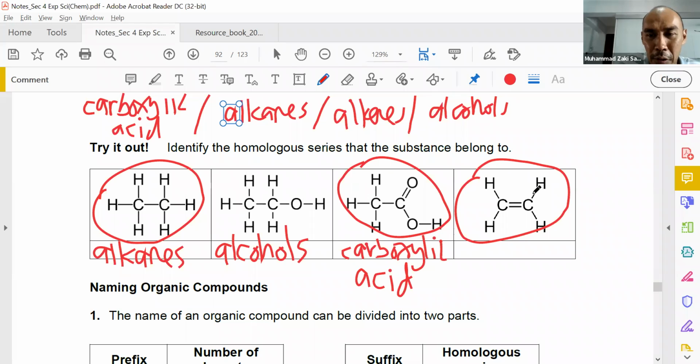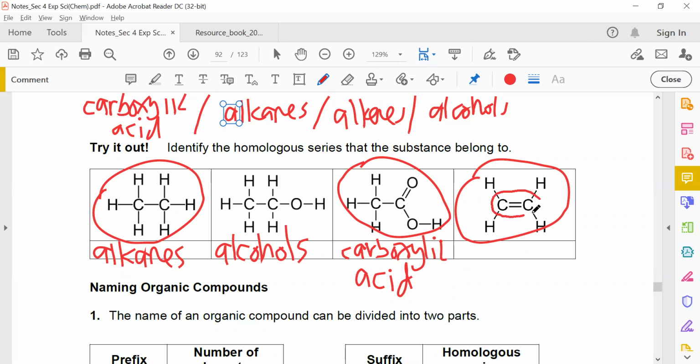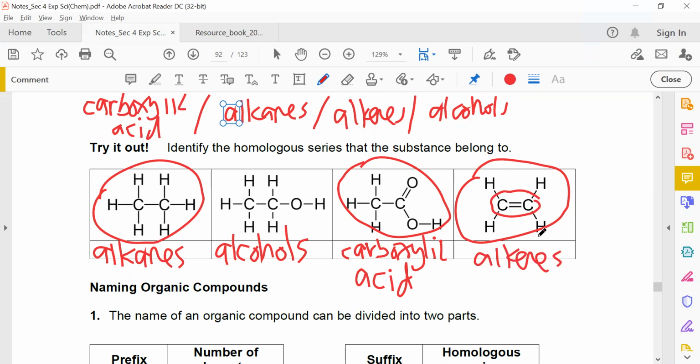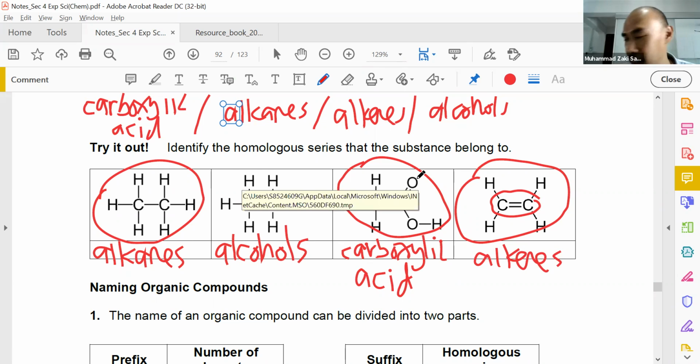It's a carbon double bond. Alkene. Okay, good. Alkene. Okay, so basically most of you know where to find your information. That's good, right? So it is very important to identify which homologous series this comes from.